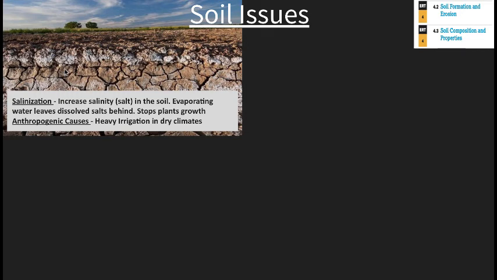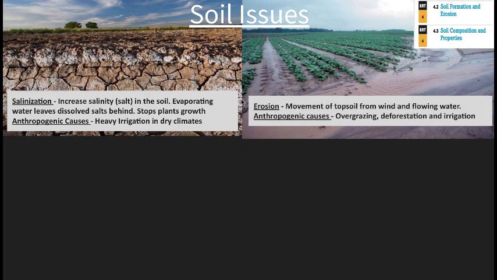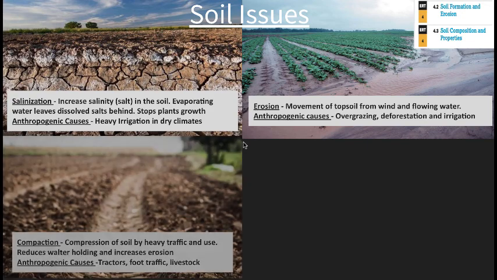Soil issues, there's a number of soil issues that occur in our soil system. One is salinization, which is increasing salts in the soil. So evaporating water, if we waterlog soils or overwater soils, we can leave the dissolved salts behind, and this can stop plant growth. Heavy irrigation in dry climates tends to be a cause for that. Erosion, the movement of topsoil from wind and flowing water. Anthropogenic causes for this are human causes. Overgrazing, deforestation, irrigation can lead to this.